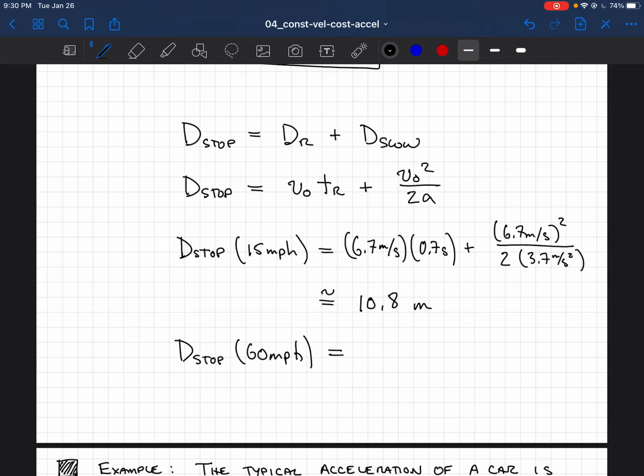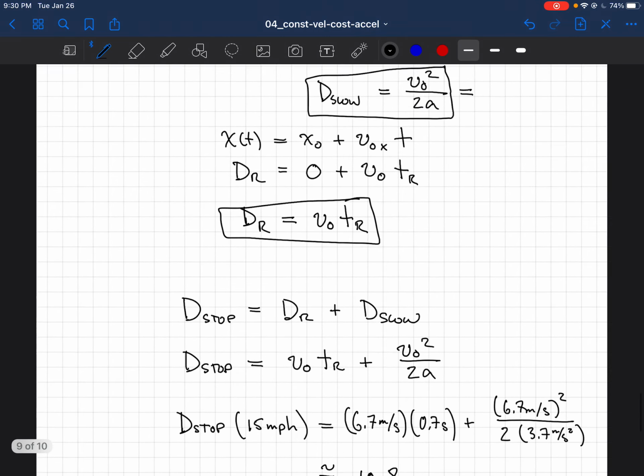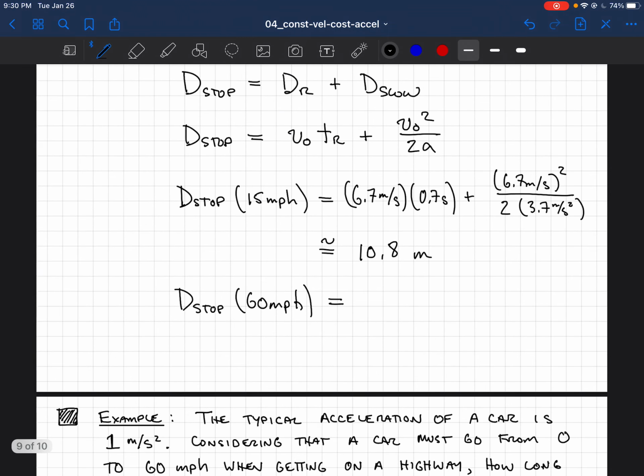So what do you think? Take a guess. Well, the initial velocity is now, I think, 4 times larger, right? So it's going to be 27 meters per second. Then you have the reaction time, plus 27 meters per second, and we square that whole thing, divided by 2, and the acceleration is the same. It's the same car, able to do an acceleration of a certain amount.